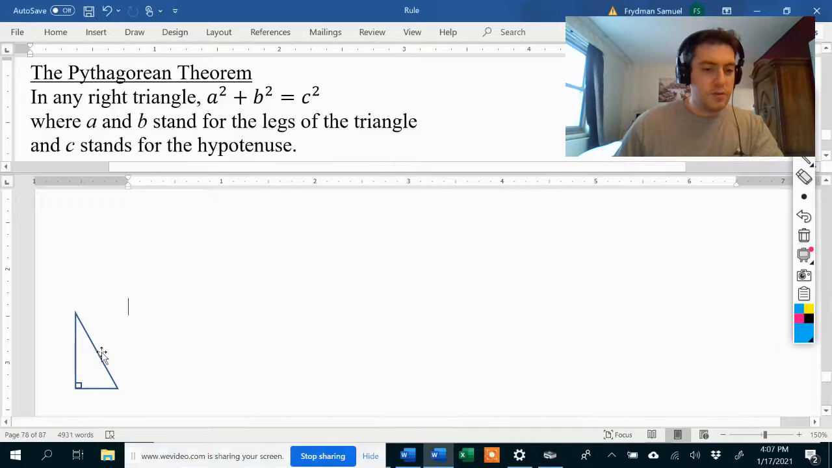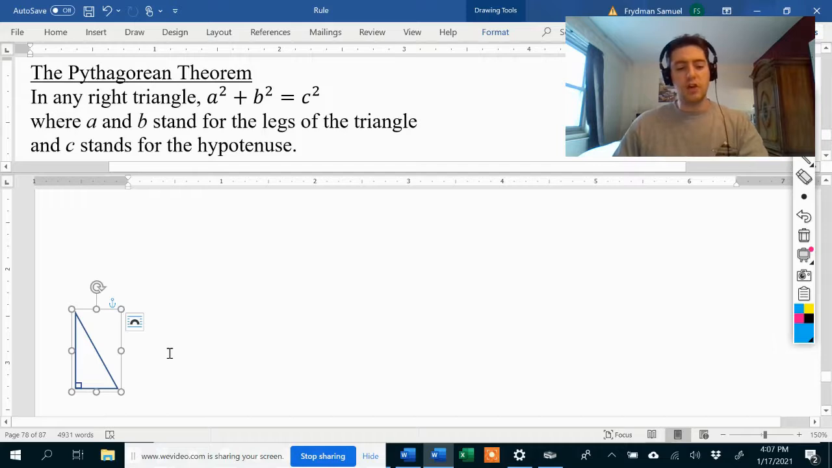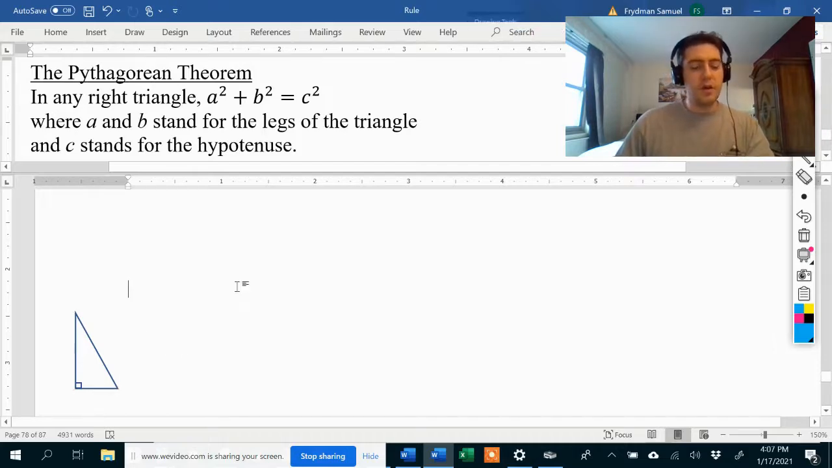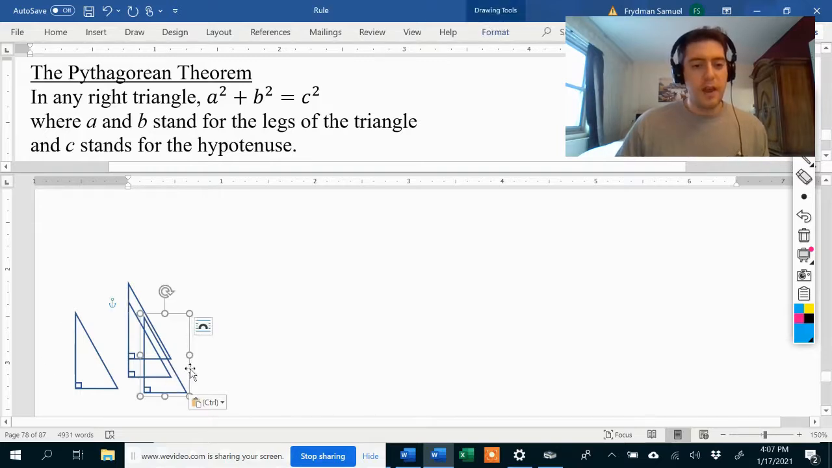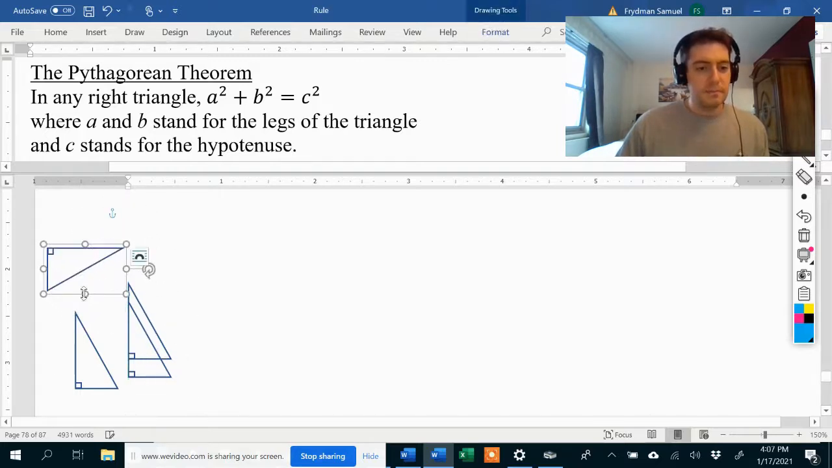Now, there are a number of ways of proving the Pythagorean theorem. Here's how I'm going to do it. I'm going to take this triangle and I'm going to make 3 copies of it. So now I have 4 copies altogether. And then I'm going to arrange these copies into a square.